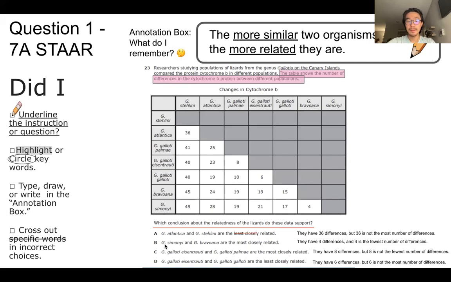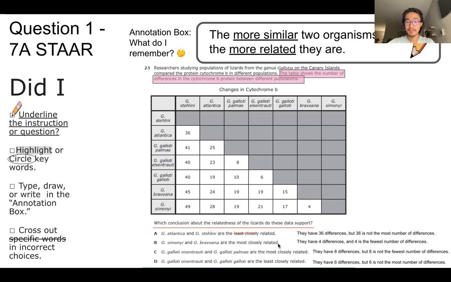Now let's look at B, G. simonii and G. bravoana. So let's go over to the left to find G. simonii, and let's go over to the right to see where we find G. bravoana. So over here, you see where they meet. They have 4 differences. That's not very many differences.